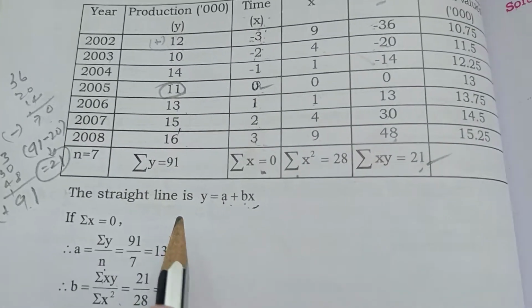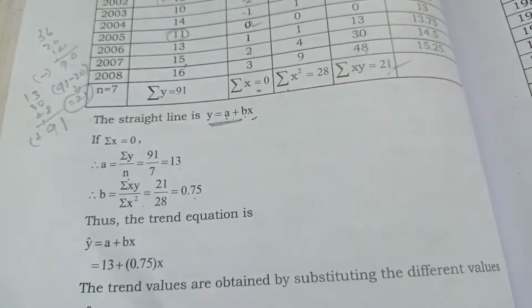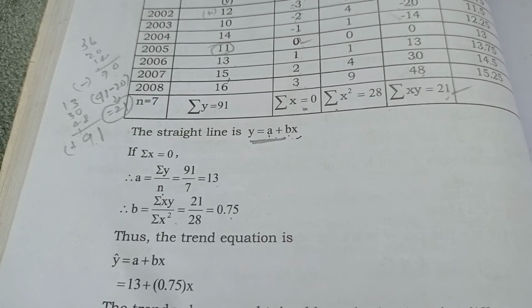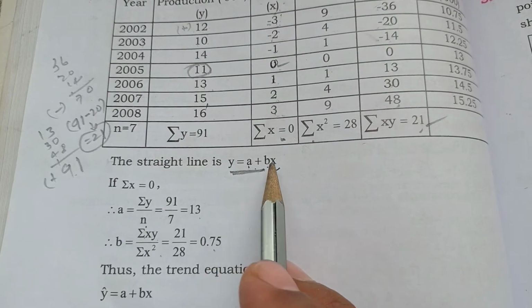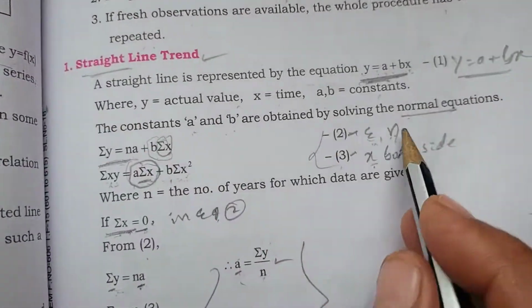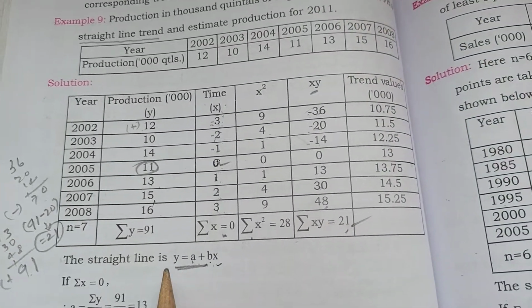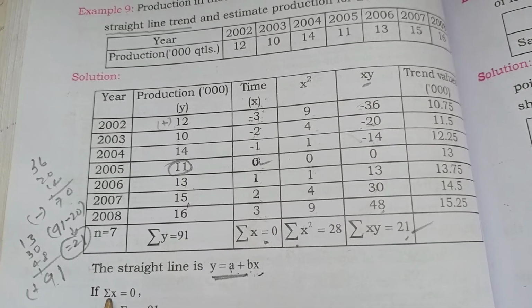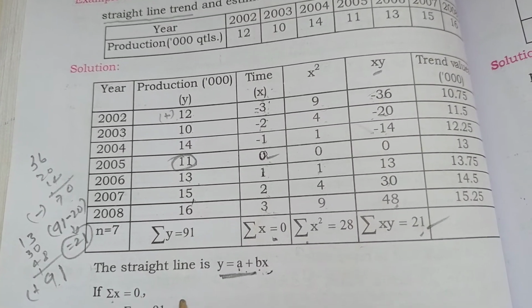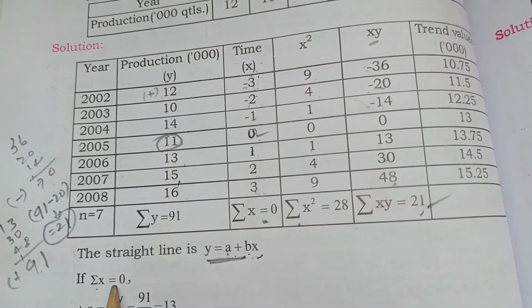Now what is the straight line equation? Already I have told you the straight line equation: y is equal to a plus bx. I have mentioned here y is equal to a plus bx. Okay, this is the straight line trend value. Straight line value is a plus bx. If sigma x is equal to 0, what is the value?